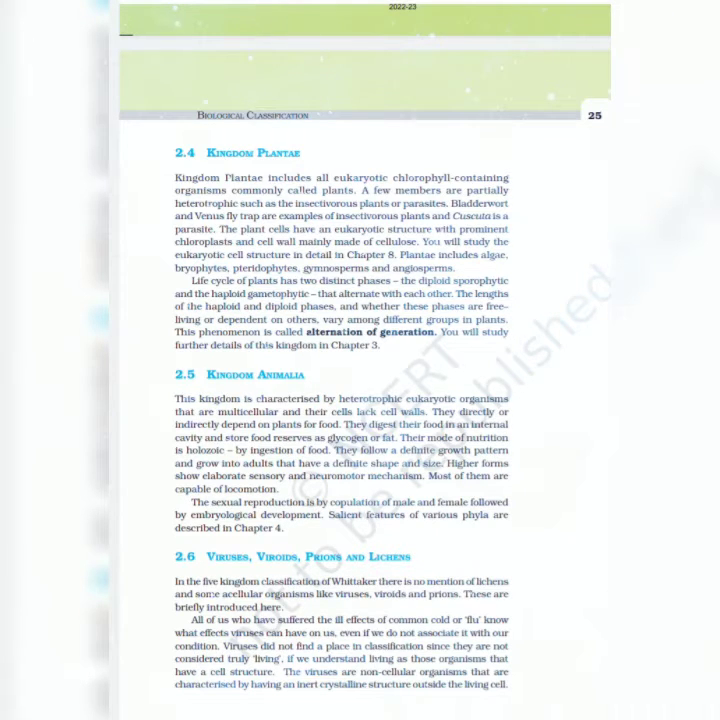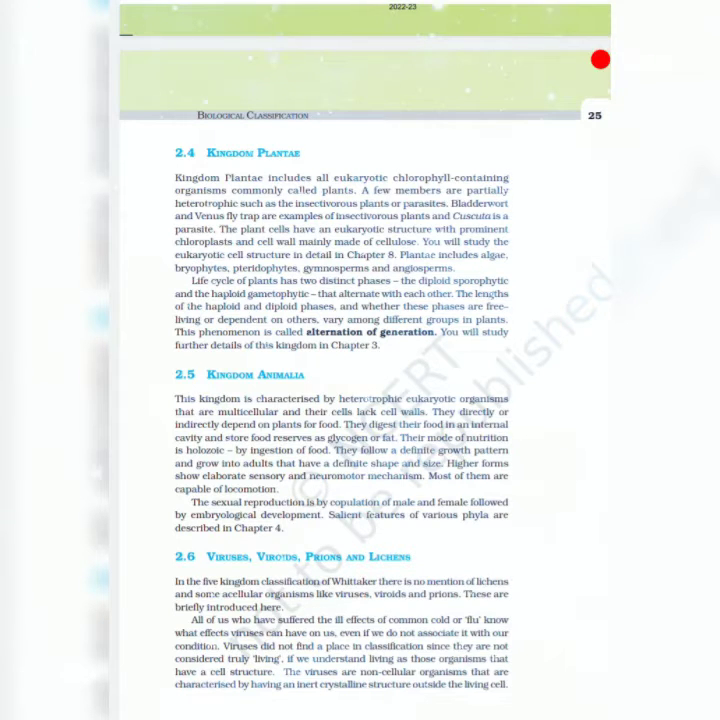The plant cells have a eukaryotic structure with prominent chloroplasts and a cell wall, mainly made of cellulose. You will study the eukaryotic cell structure in detail in Chapter 8. Plantae include algae, bryophytes, pteridophytes, gymnosperms, and angiosperms.